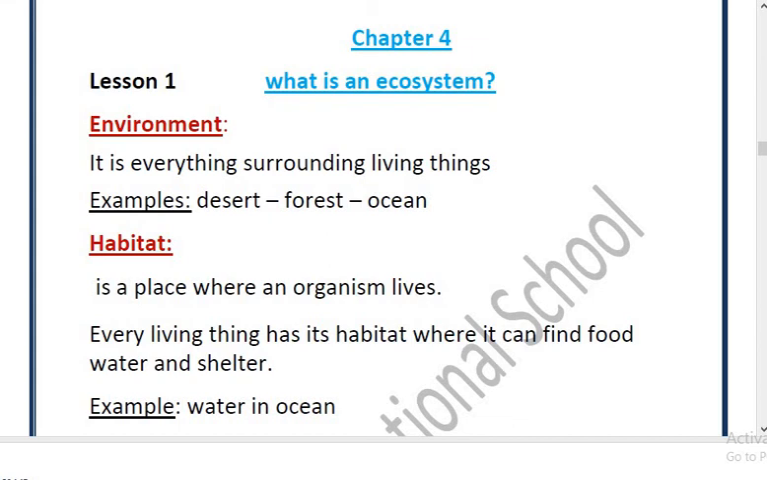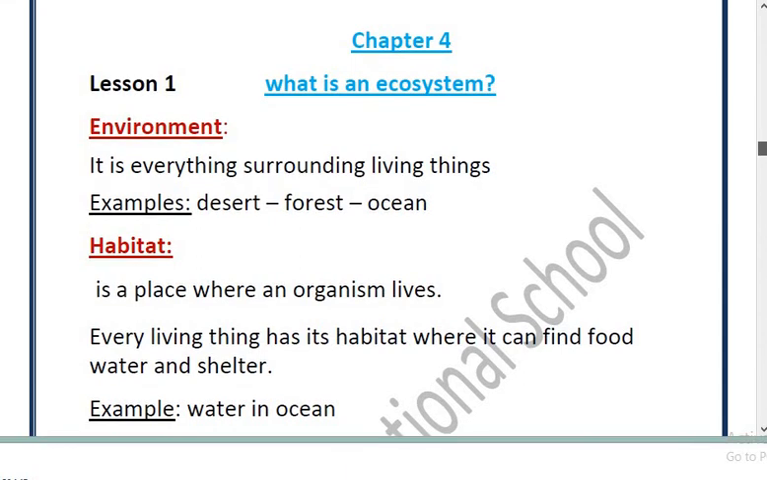First, what is an ecosystem? Actually, the ecosystem is a system that contains both living things and non-living things that can interact with each other. And living things means that these are the things or the organisms that can breathe, they can be alive, they can take food, they can drink water, and so on.